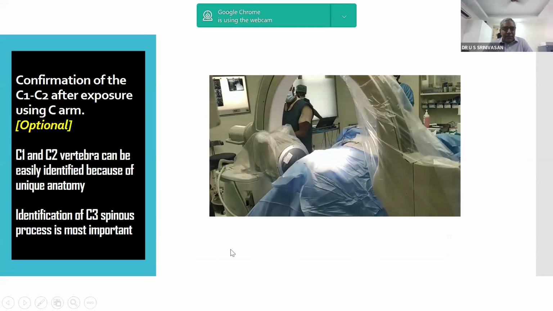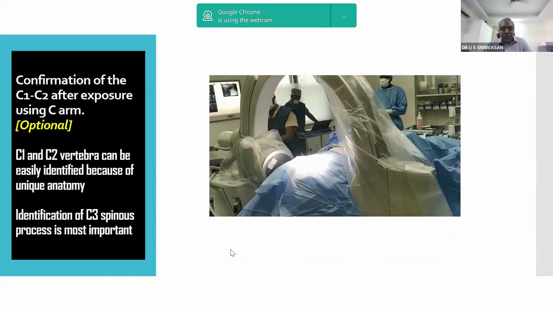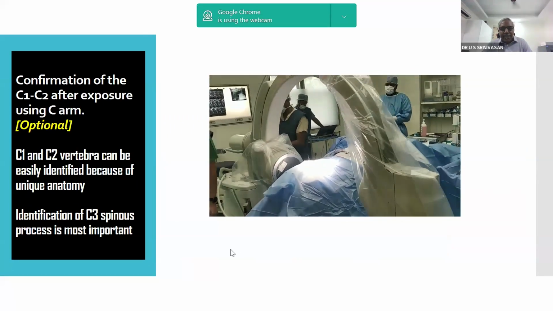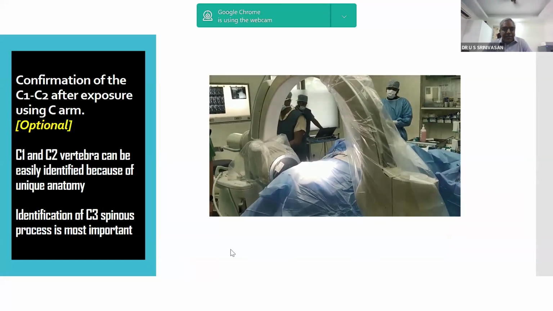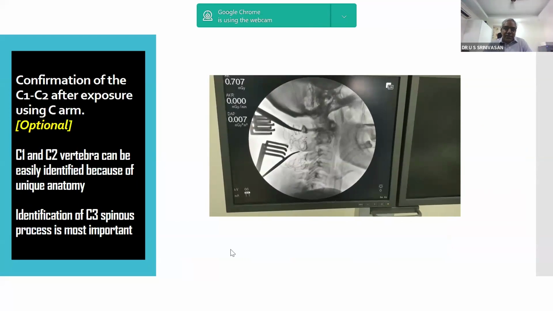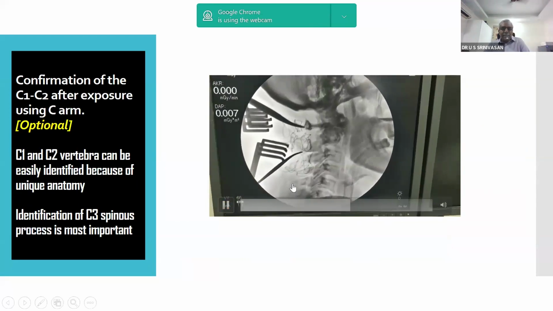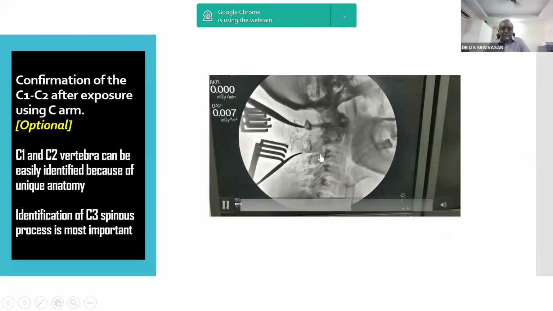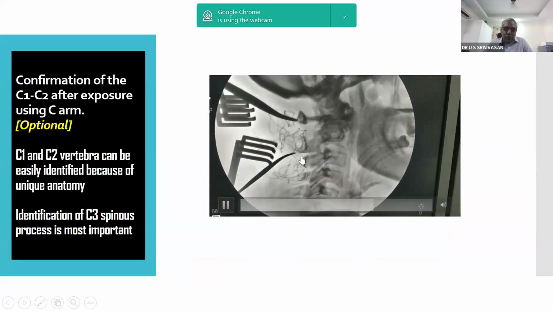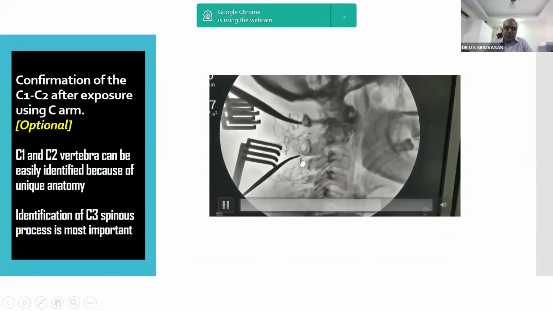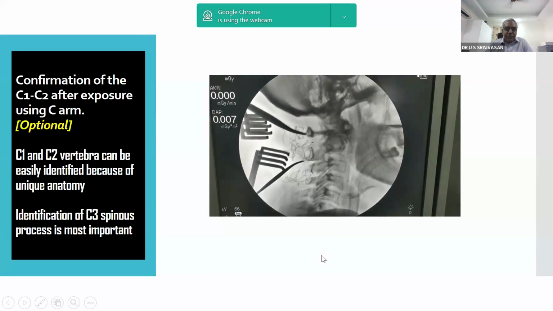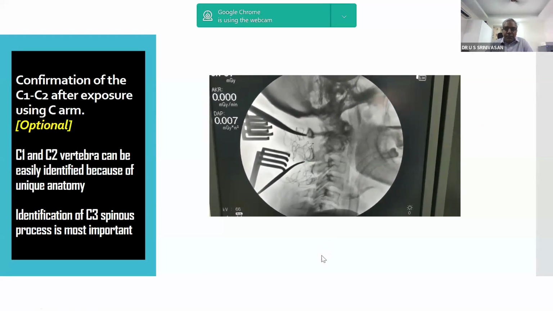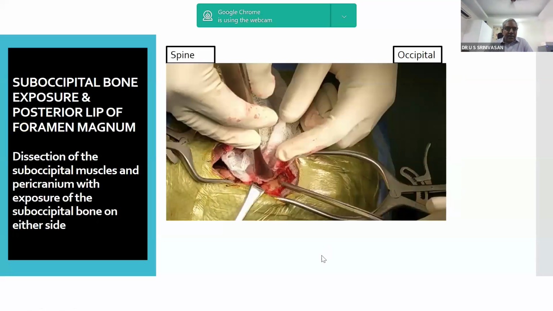There is no need for it because C1, C2, as Dr. Kodeeswarn showed, has a unique anatomy which can be palpated. The C2 spinous process can be palpated, the occiput can be palpated and marked. But since I have the luxury, I use CM. The most important thing is the C2-C3 junction, to identify it. This is most important. I'll tell you why later. Identification of the C3 spinous process is most important in C2 dome laminoplasty.